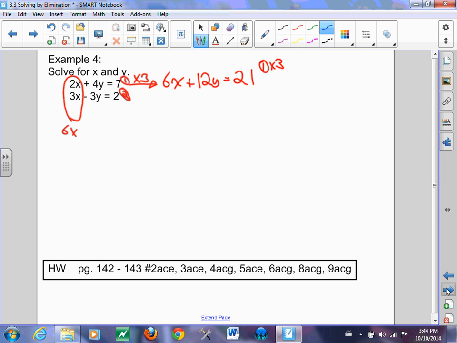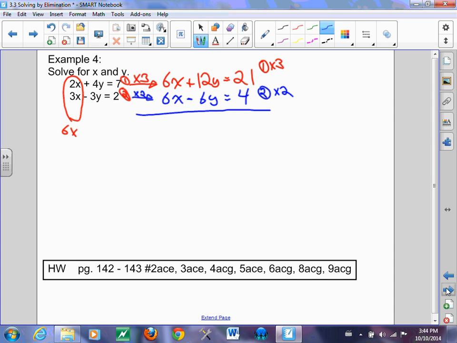Take a look at the second equation. To get 6x, we already have 3x, so you're going to times it by 2. Whatever you do to one term, you do the same to all the terms in the equation. So we're going to multiply equation 2 entirely by 2. So it's going to be 6x minus 6y equals 4, and that's equation 2 times 2.